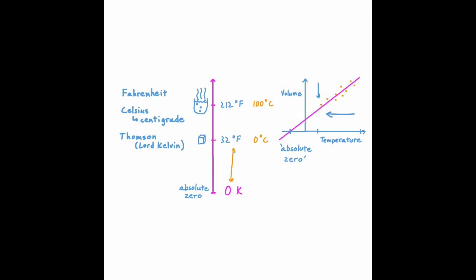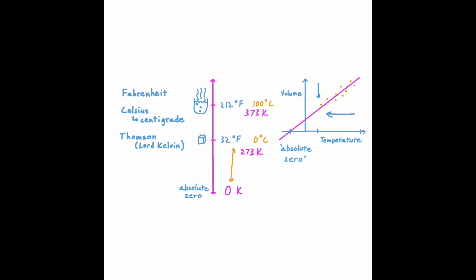Over time, as experimental procedures improved, the distance in temperature between absolute 0 and the temperature at which water freezes was determined more accurately. It turns out that the freezing point of water is 273 Kelvin. And then, because a change in temperature of 1 Kelvin is the same as a change in temperature of 1 degree Celsius, that means that the boiling point of water, 100 degrees Celsius, is 373 Kelvin.